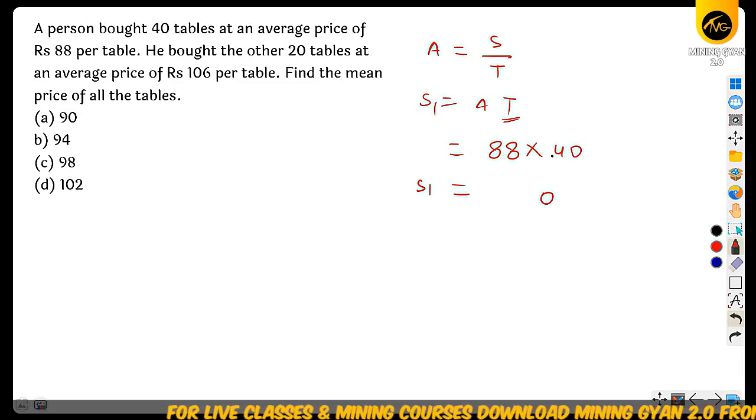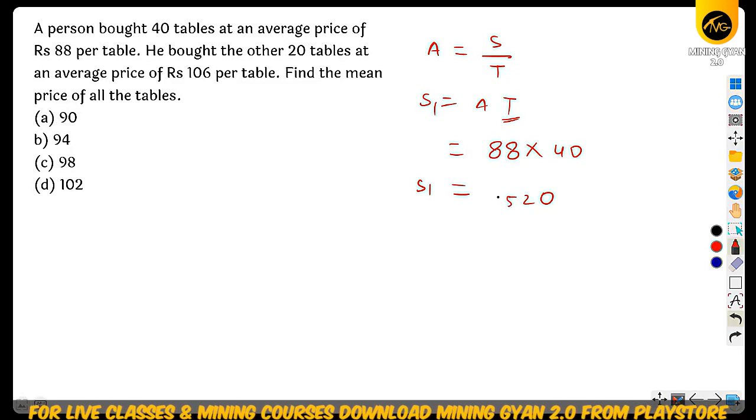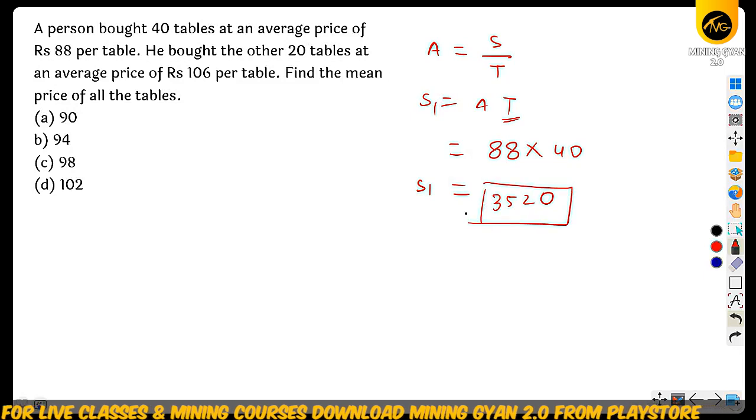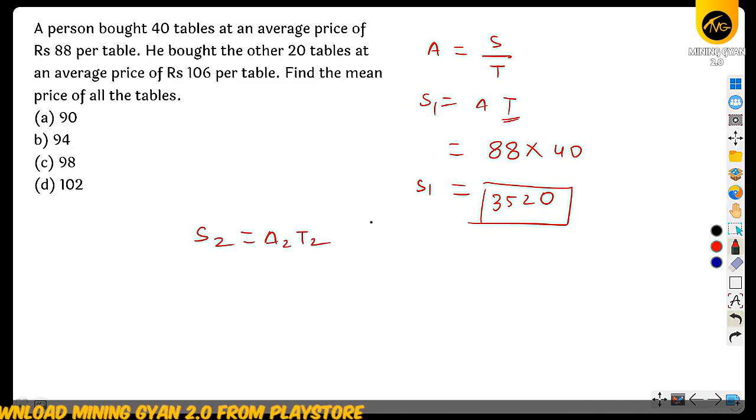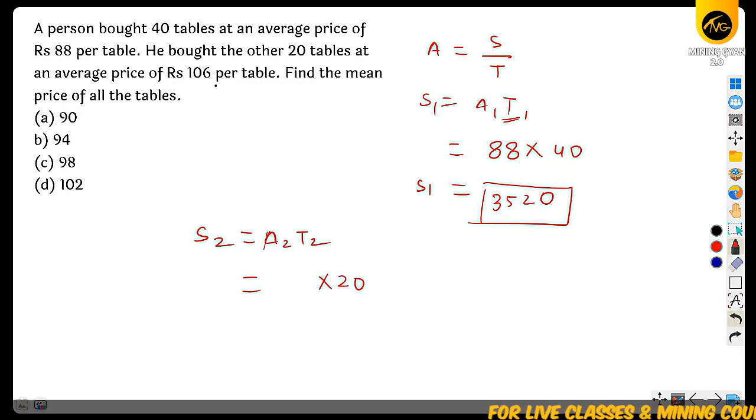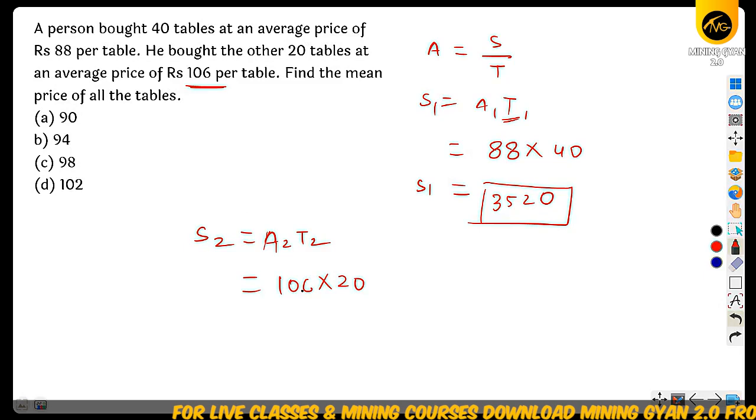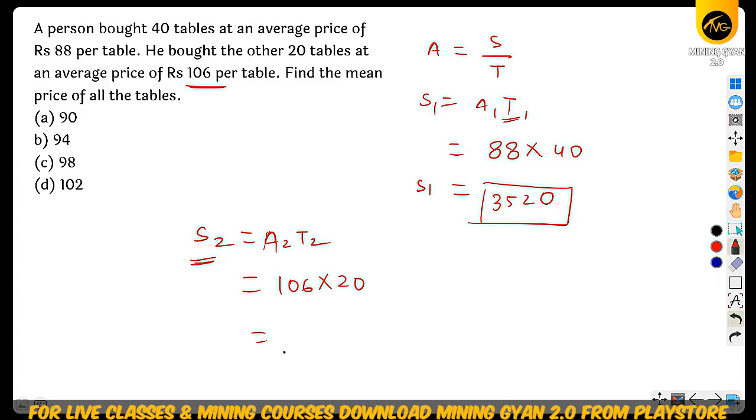4 8s are 32 and 20. So 3,520. So AS1 is equal to 3,520 rupees. Now similarly AS2 is equal to A2 and T2. Suppose this is A1, T2. Now A2, he bought the other 20 tables at an average price of 106 per table. So another average is 106. Again just multiply the numbers and you will get the second sum of the numbers.